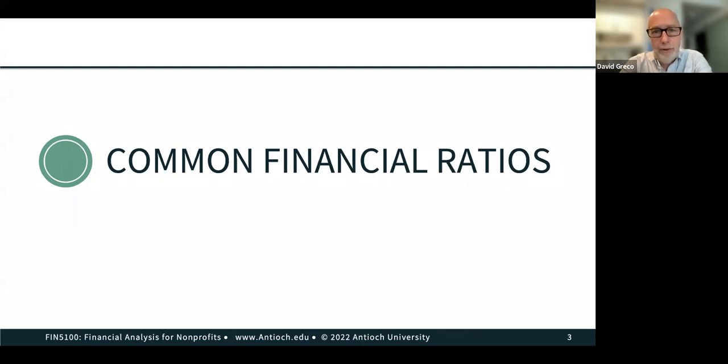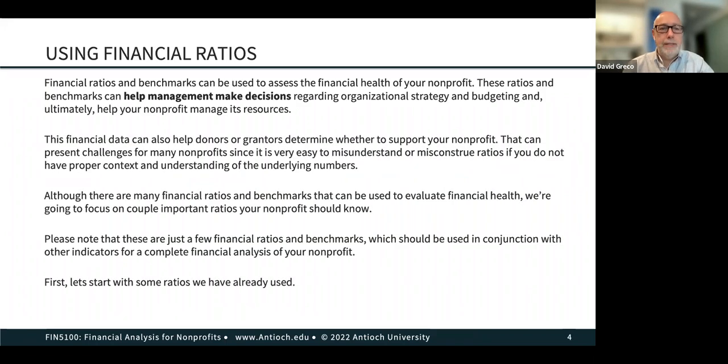I know you all are working on your final project, your financial analysis of one of the nonprofits. And so some of these might be things that you want to use, but again, I think we just need to be aware of some of the limitations of them.